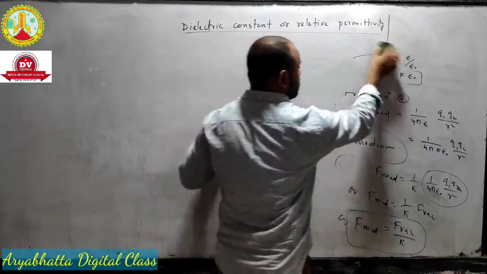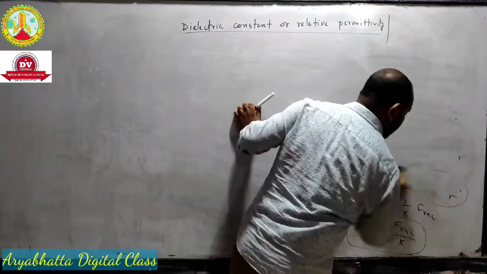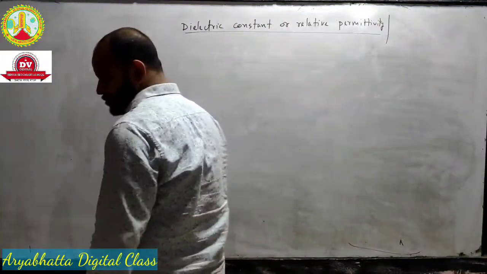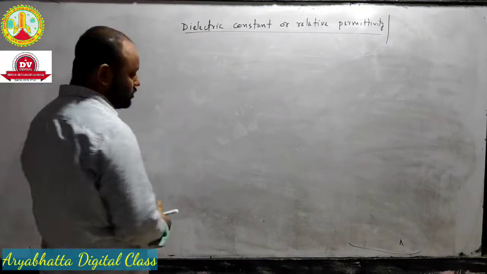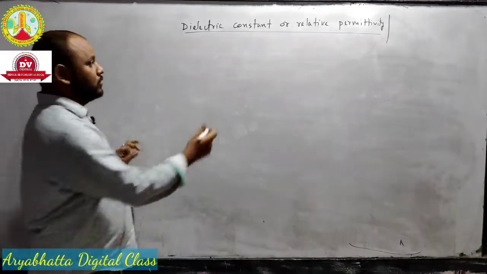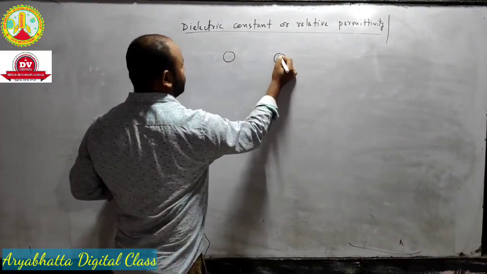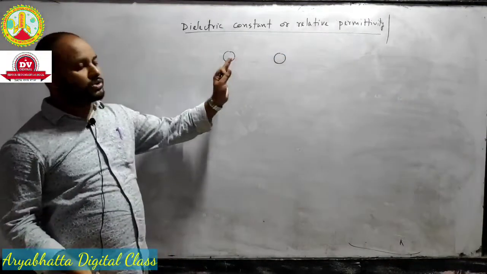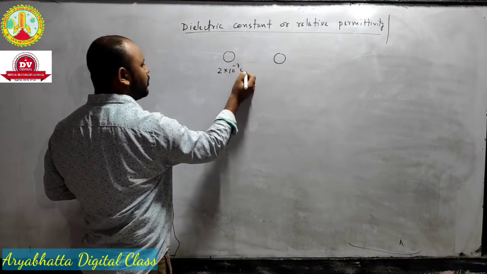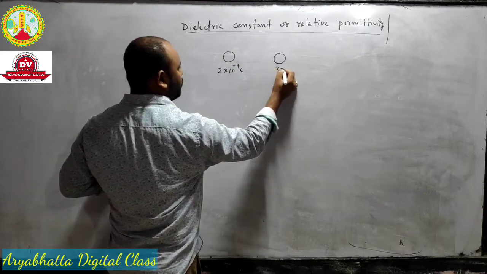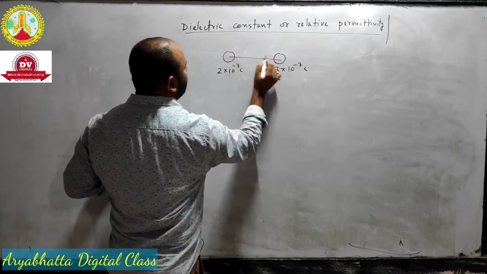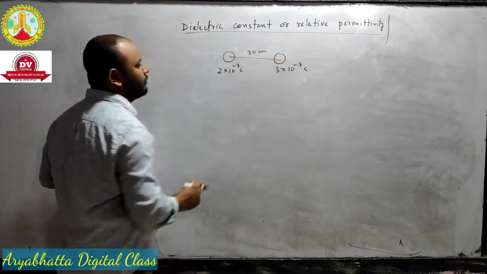From the textbook exercise, there are many numericals. The first numerical is, what is the force between two charged spheres? Okay, these are the two charged spheres of charges 2 into 10 to the power minus 7 coulomb and 3 into 10 to the power minus 7 coulomb when they are separated by a distance of 30 centimeter.